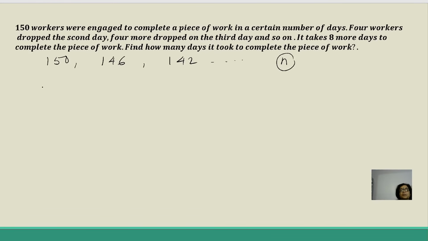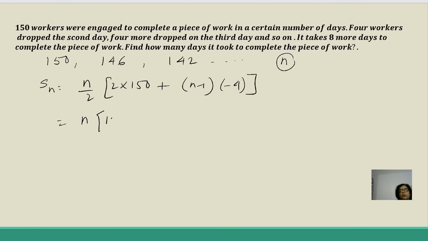So if we take out the value of this summation over here, this Sn will be equal to n by 2 into (2 into 150 plus (n minus 1) into minus 4). So this becomes equal to, we can remove 2 from this over here and we get n into (150 minus 2n plus 2). So this becomes n into (152 minus 2n).